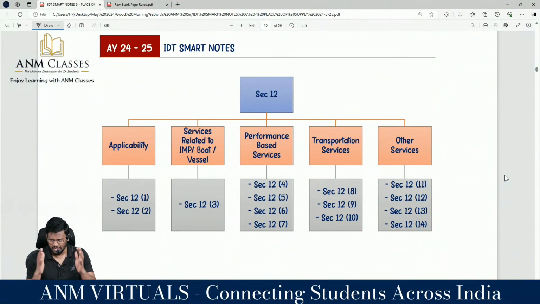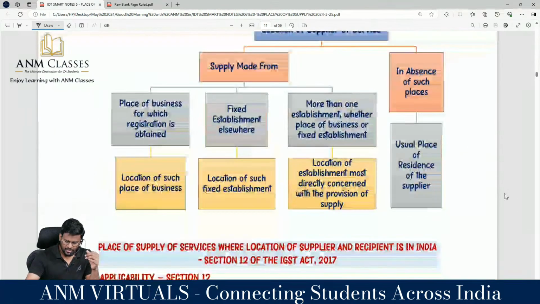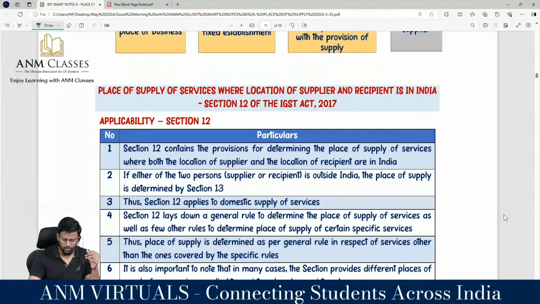We have classified section 12 into 5 categories, correct? Yes, sir. Number 1, we'll be talking about applicability in 12.1 and 12.2. Services relating to immovable property, boat or vessel are covered in 12.3, and performance-based services are 12.4, 12.5, 12.6, 12.7. Transportation services are 12.8, 12.9 and 12.10. Other services are 12.11, 12.12, 12.13 and 12.14. Shall we? Yes, sir.